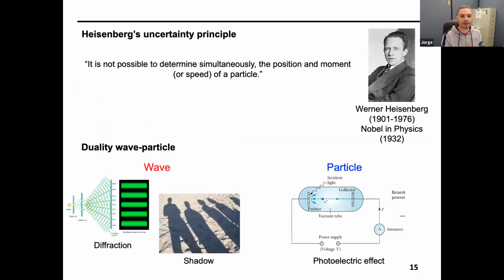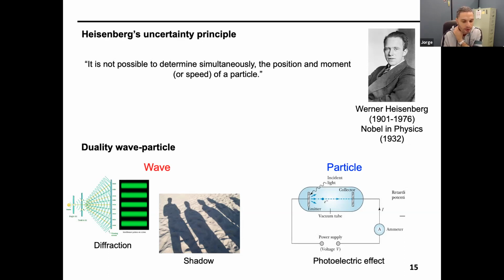The first problem in this model is that it predicted exactly the position of the electron, and that goes against Heisenberg's uncertainty principle, which states that it is not possible to determine simultaneously the position and momentum of a particle. Because the linear momentum is correlated with speed, we can rephrase the uncertainty principle as: it is not possible to determine simultaneously the position and speed of a particle.